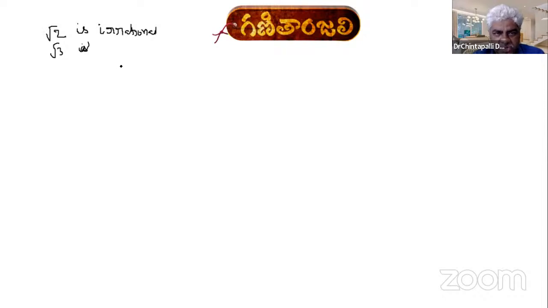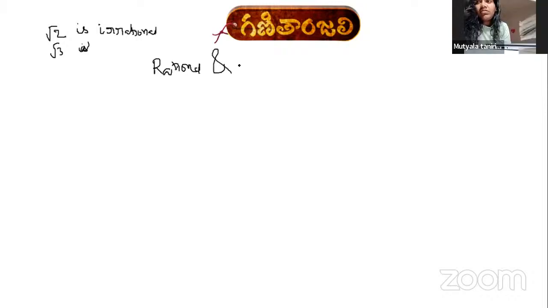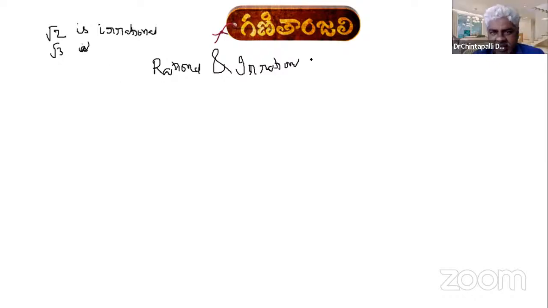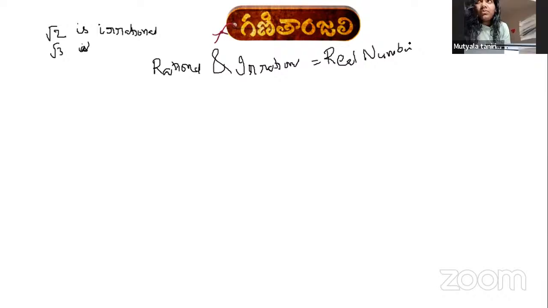Okay. So now the combination of rational and irrational. Complex? No, a complex number is a different concept, the one with i. The combination of rational and irrational numbers is called real numbers. Can you give an example of real numbers?